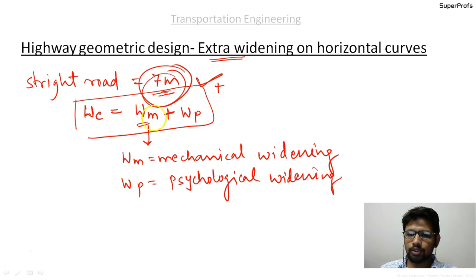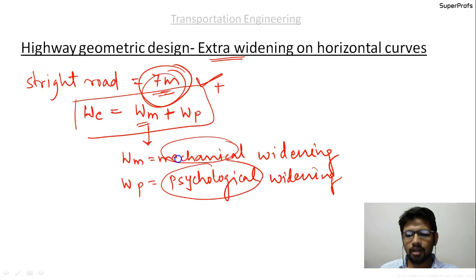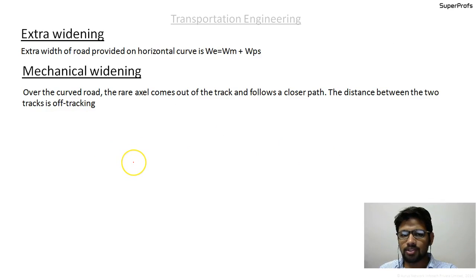We will now be discussing what mechanical widening is. I hope you understood that it is nothing but some additional width of the road provided on the horizontal curves for some reason, that is, some mechanical reason and some psychological reason. We will discuss what the reasons exactly are. As far as mechanical widening is concerned, over the curved road, the rear axle comes out of the track and follows a closer path.